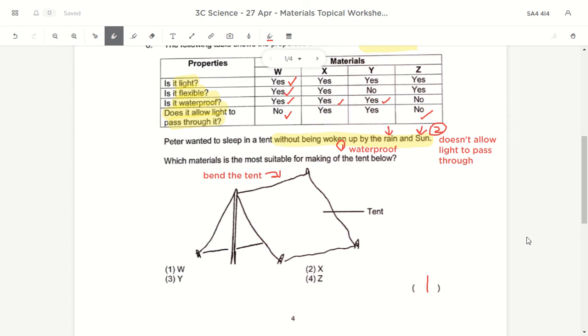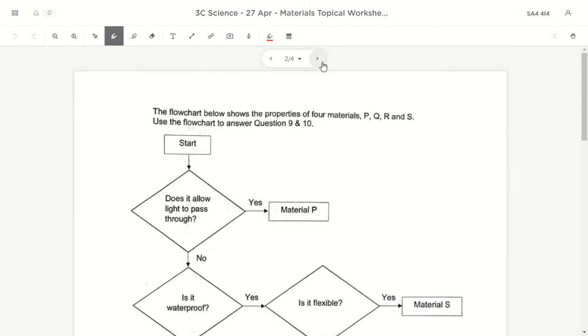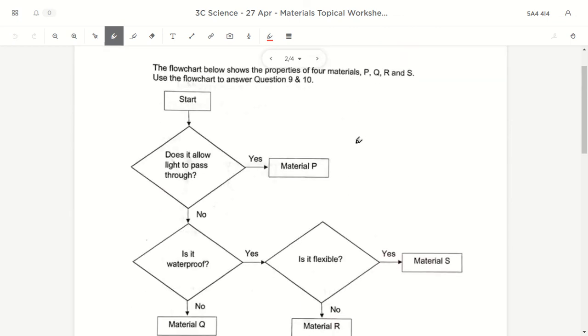So always think back on the properties of the material. That's the key concept you need to practice over here. Okay, next one, let's go to question 9 and 10, which is this flowchart over here. So every time you start off here on top where the start is, then you follow through. Does it allow light to pass through? Yes. So I know this one allows light to pass through. You can write this down.